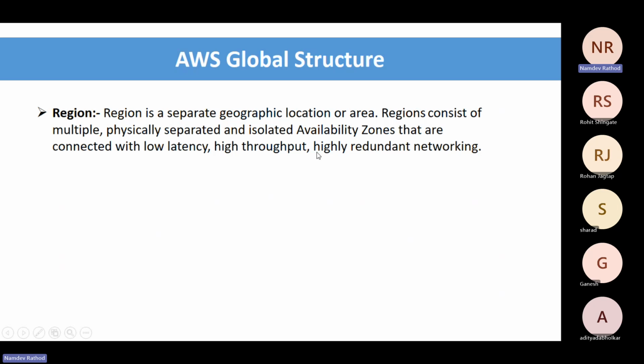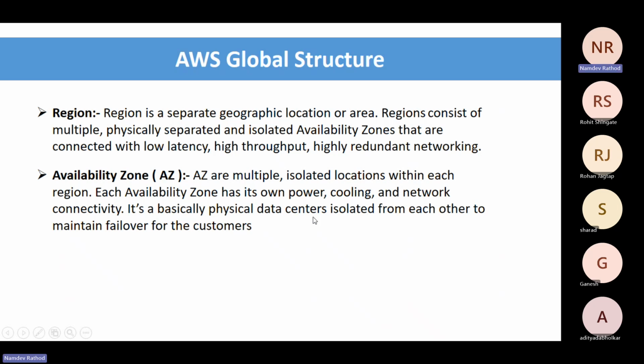So a region is basically a separate geographical location. It can be your city or country, where you might see the different availability zones. Availability zones are connected with a low latency, high throughput network, basically a physical cable. An availability zone is like a separate data center, as I said, which maintains separate cooling, power, network connectivity, and other things. Even if our server crashes in availability zone one, we can still keep our application running from a different availability zone.